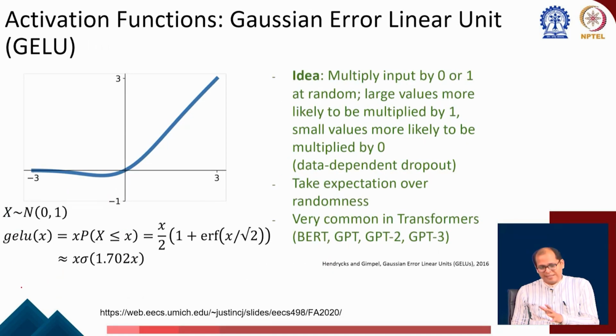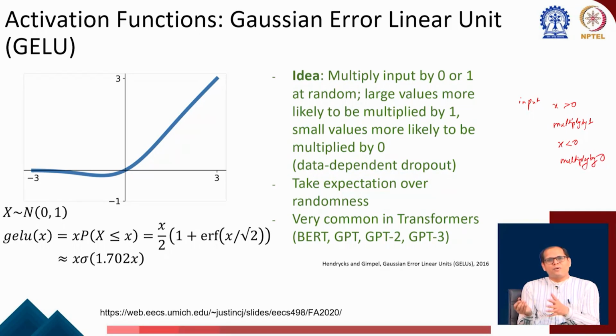Now, you have another one that has become very popular, the Gaussian error linear unit. This idea came from dropout. In ReLU, if the input x is greater than 0, you multiply it by 1. If it is less than 0, you multiply by 0. That is what you do. Now, think about dropout. You have an input, and you randomly multiply it by 0 or 1. This is what you do in dropout.